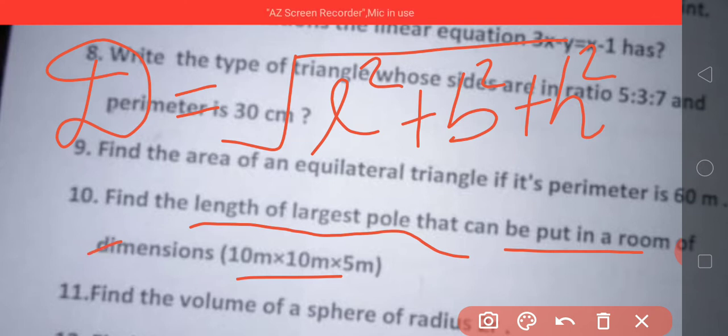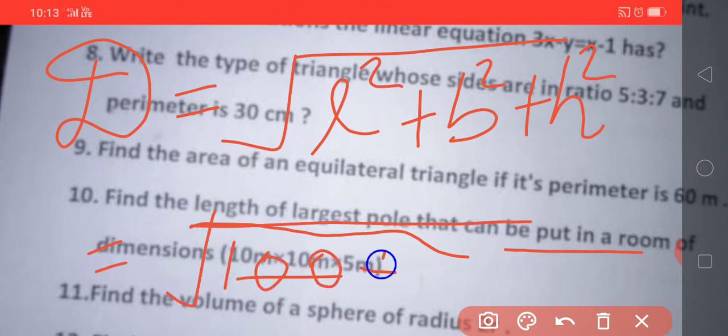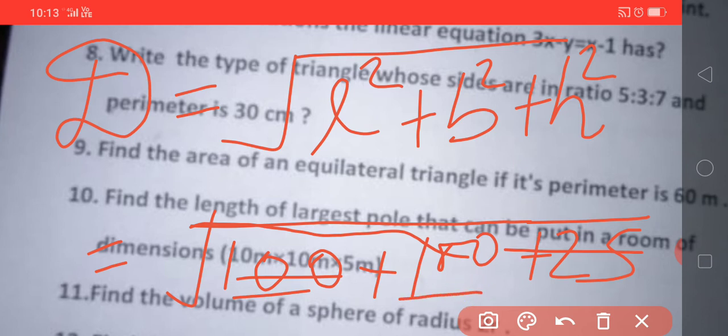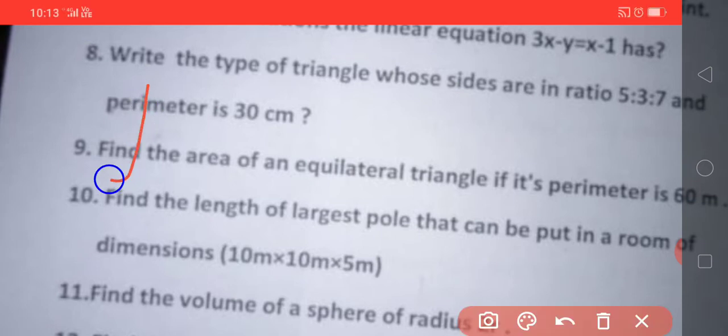Okay, so this is equal to 10 square is 100, 10 square is 100, and 5 square is 25. If you add 100 plus 100, this is 200 plus 25, it is 225. So further on you can write root 225. This is equal to square root of 225 is 15. So it will be 15 meter.